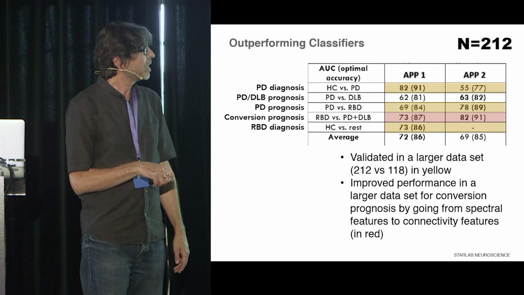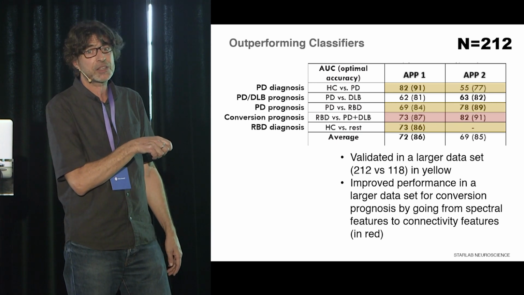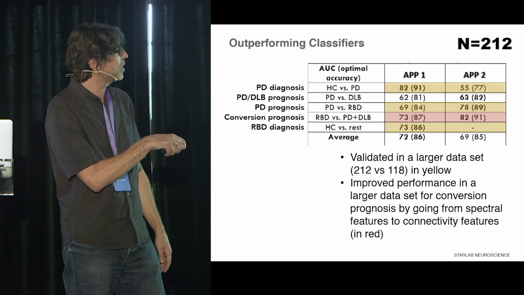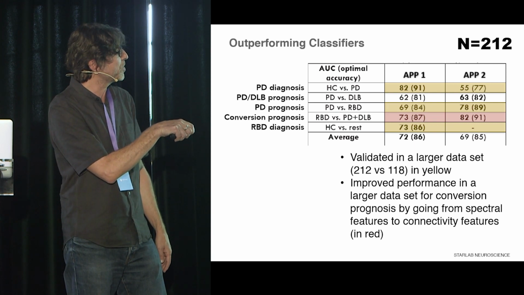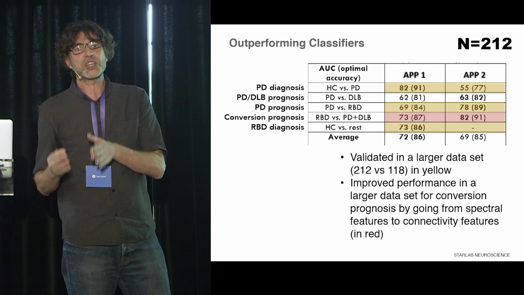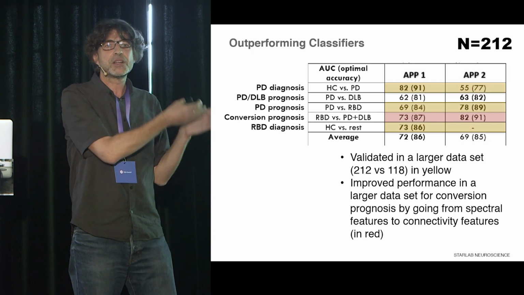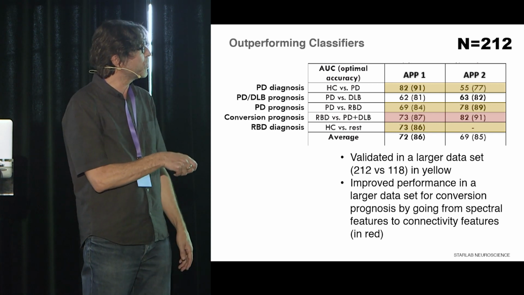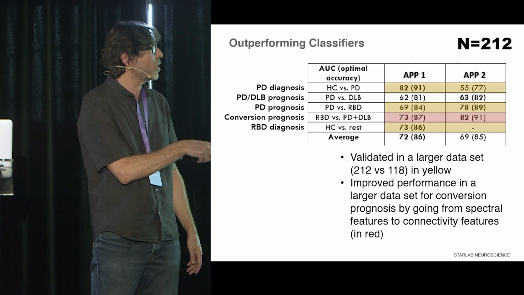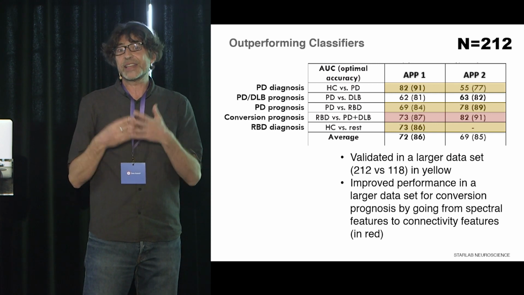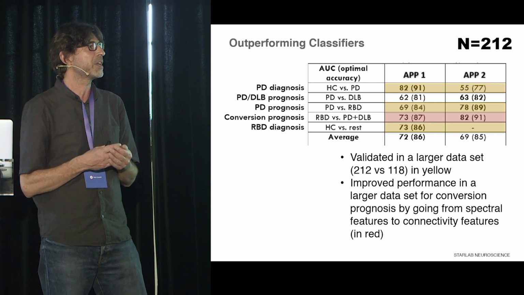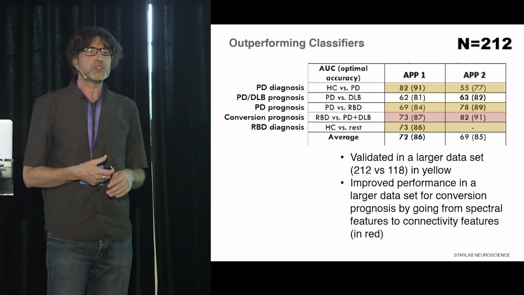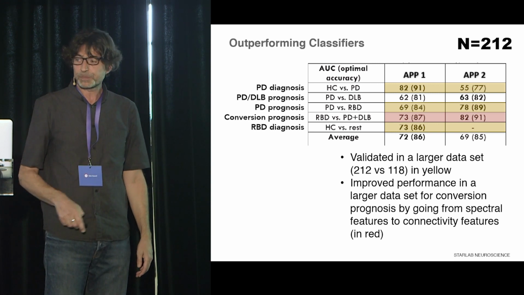Basically, these are the results with a data set of 200 RBD subjects. You can see here the performance measures. For instance, I will underscore the result of the conversion prognosis, distinguishing those patients that remain RBD from those that develop the neurodegeneration, with a performance of 82% in terms of area under the curve and 91% of correctly detected subjects. So in 91% of the subjects, we are able to correctly predict if they are going to convert into Parkinson's disease or dementia with Lewy bodies.